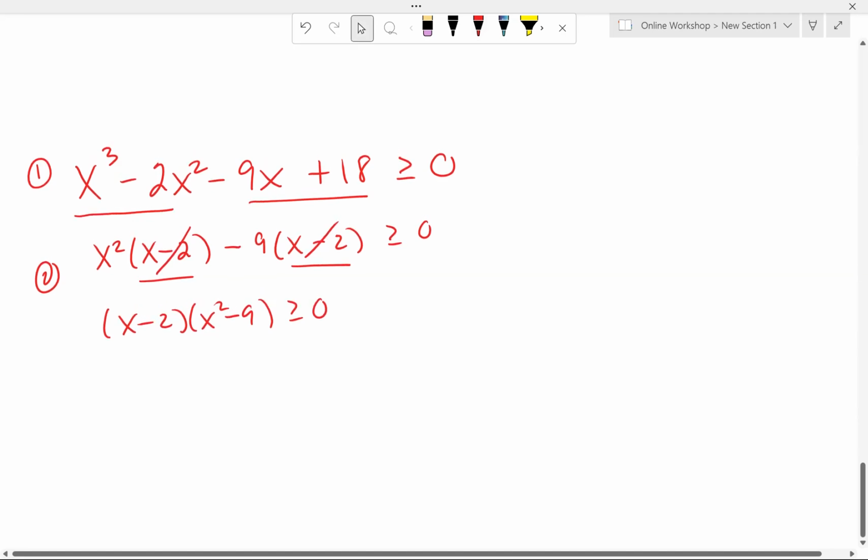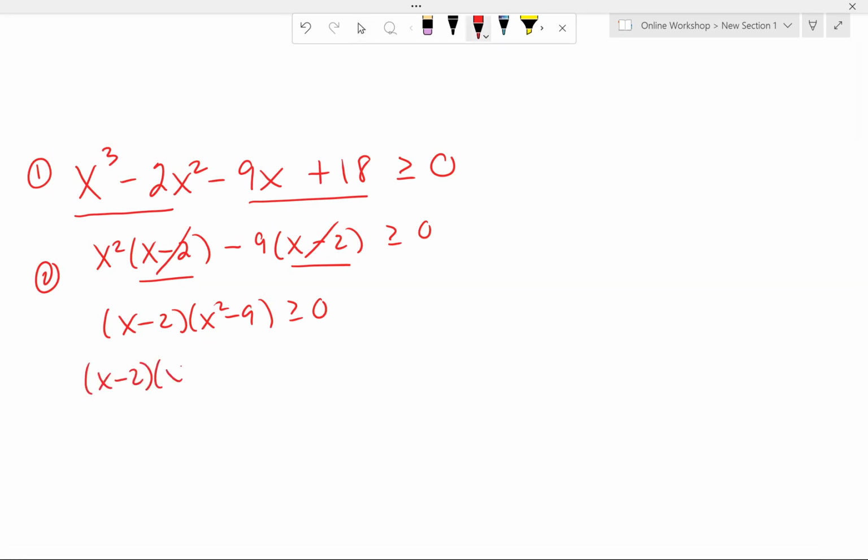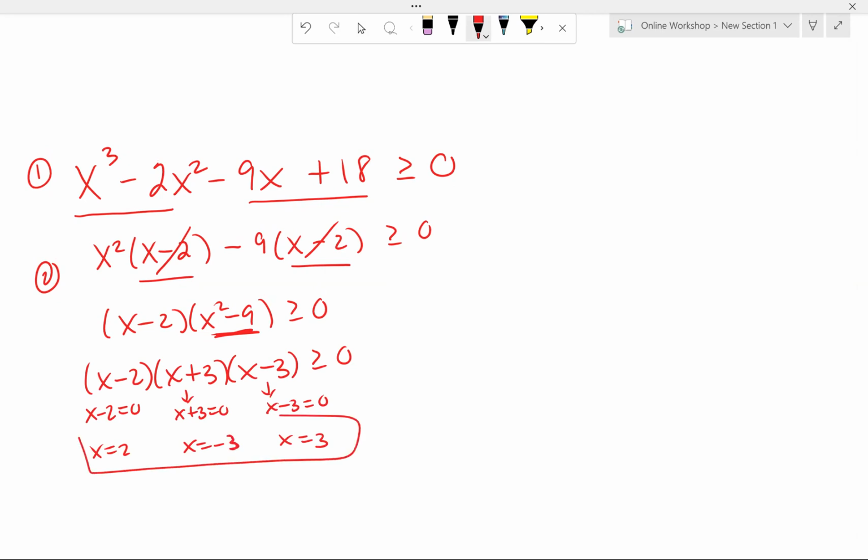But now we want to factor that further. We're not solving it. We want to factor that further. So this would go x minus 2 times x plus 3 and x minus 3, because there is a difference of 2 squares. My critical points are found when you set each of these factors equal to 0. You could either see it by sight or writing out those small equations. But those are my critical points: 2, -3, and 3.